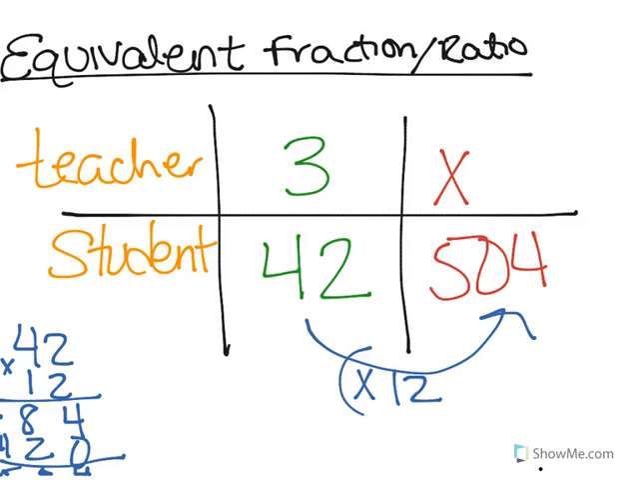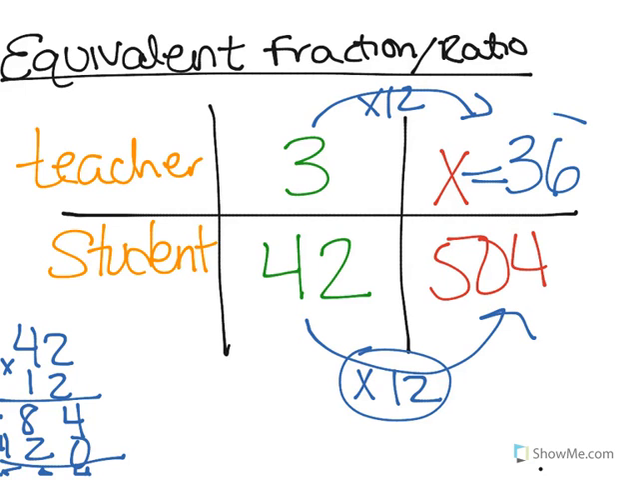So whatever I do here, I need to do to my numerator. So 3 times 12 gives me 36. And that tells me there are 36 teachers for 504 students. Okay, that's using the equivalent fraction ratio method. Sometimes you won't be able to do that. Sometimes 42 will not evenly go into another number. In that case, we have to do cross multiplication.